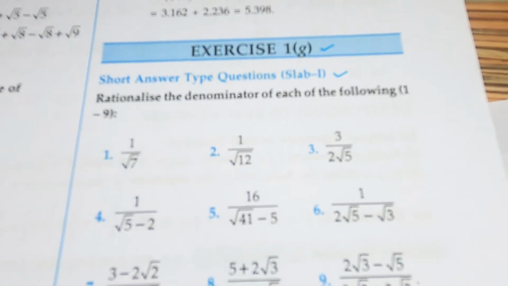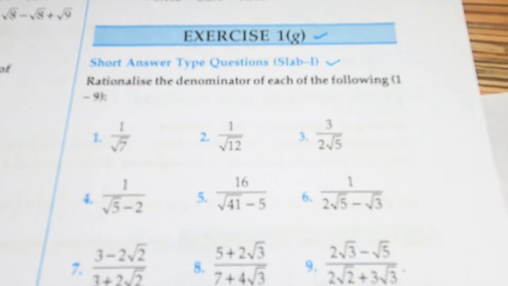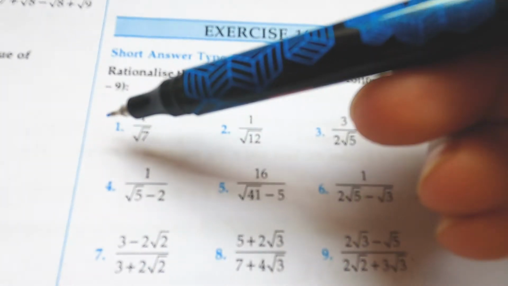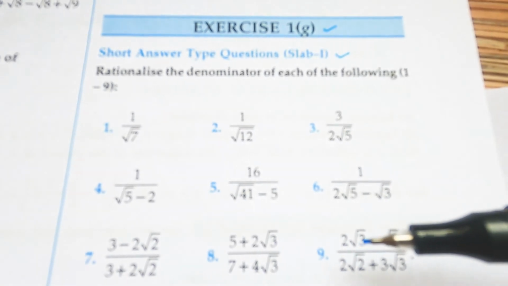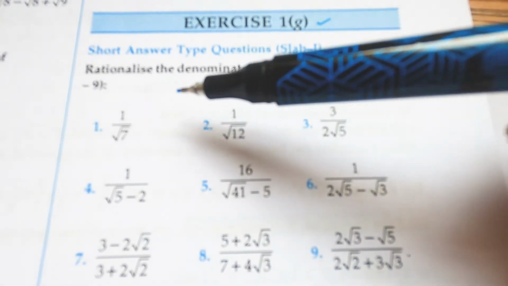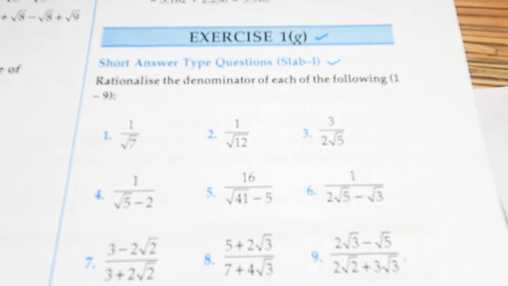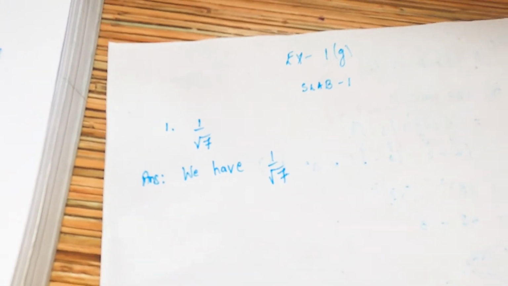Good morning, students. Today we will be starting with exercise 1G, questions 1 to 9. In exercise 1G, we have to rationalize the denominator. So let us start with question number 1.